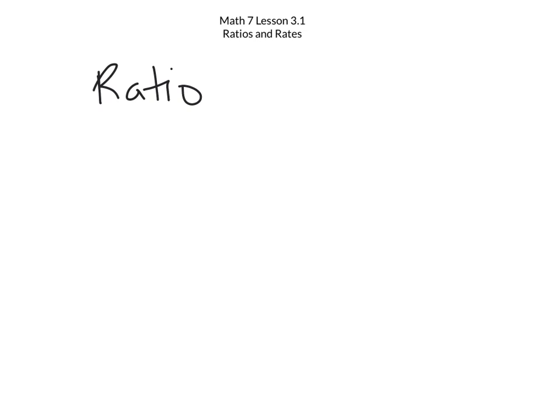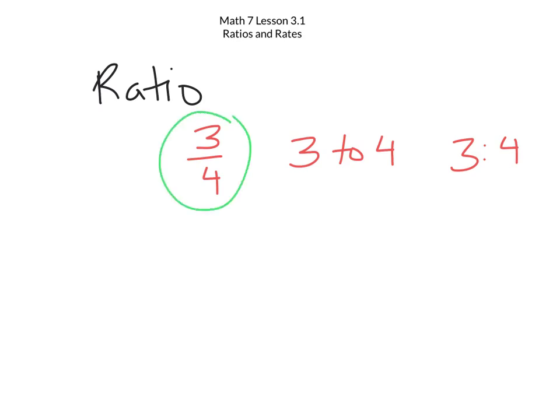So there's three different ways you can write a ratio. You can write it as 3/4. There's your fraction. You can also write it as 3 to 4, or 3:4. These are the three different ways you can write ratios. The most common way, of course, is as a fraction. Okay?